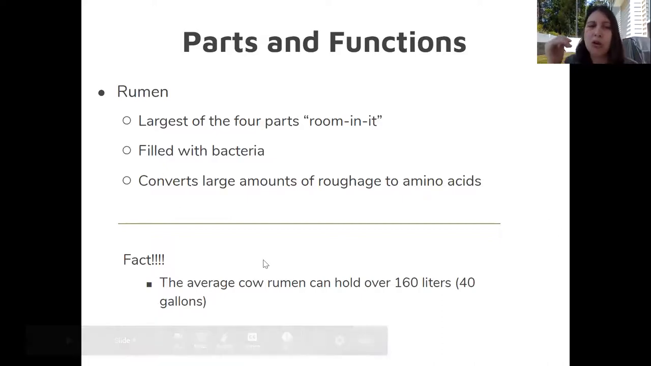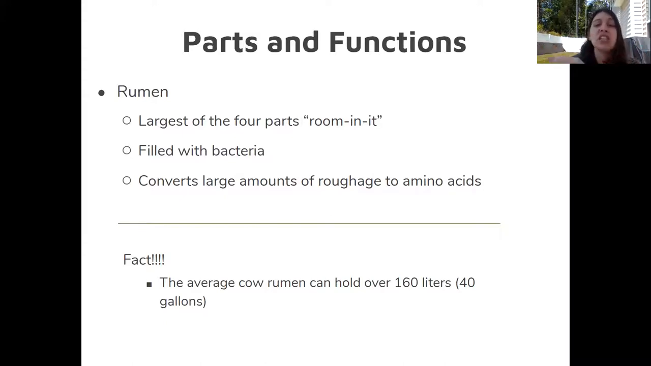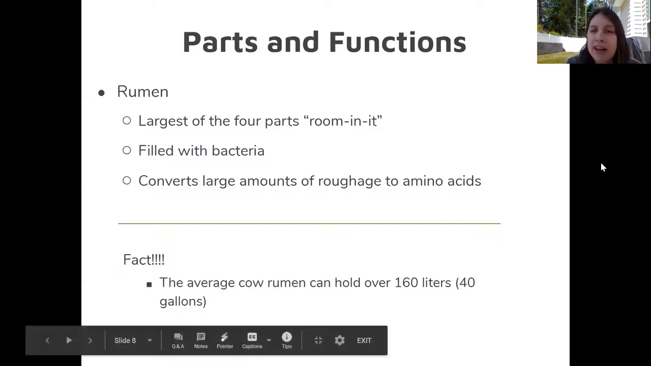And if it helps you to remember that it's called the rumen, think of it, it sounds like room in it. Rumen, room in it. Because it's huge, there's a lot of rumen in it. The rumen is filled with bacteria. It's called a symbiotic relationship.